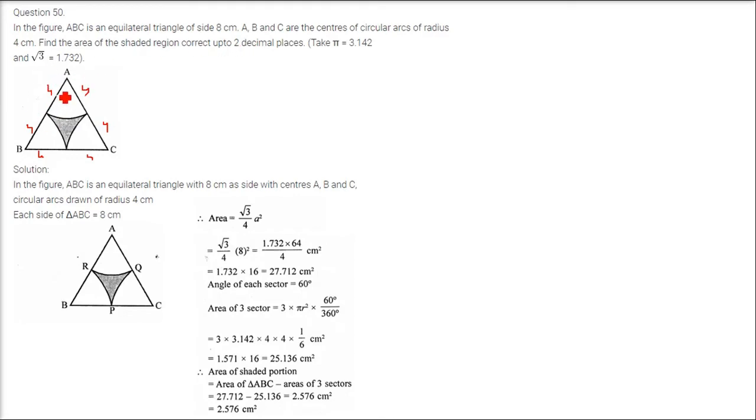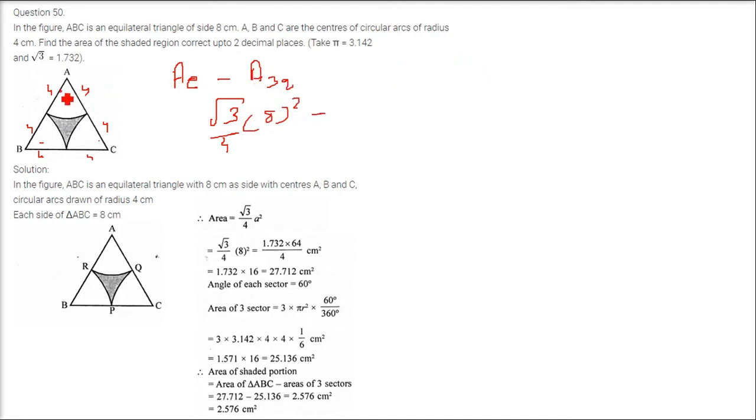So what we have to do, we have a triangle which is already given as an equilateral triangle. So area of the equilateral triangle minus area of these 3 quadrants. What is the area of the equilateral triangle? It is root 3 by 4 side square. Side is already given, it is 8 square. And then area of 3 quadrants.